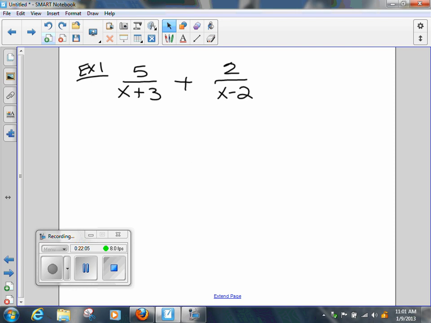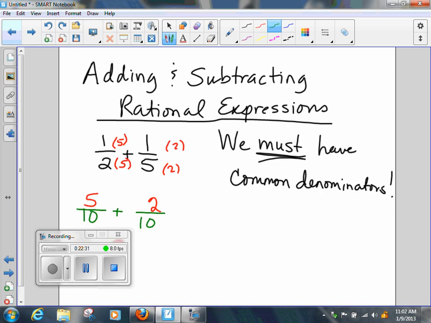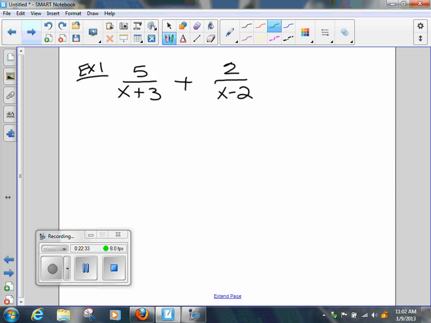Now, that means if we have binomials, then in order for them to be exactly the same, they got to look exactly the same, right? So I want you to check this out. What's my common denominator going to be for those? It's going to be these 2. What did we do to the 2 and the 5? We multiplied them to each other. So what am I going to do to these? I'm going to multiply them to each other.